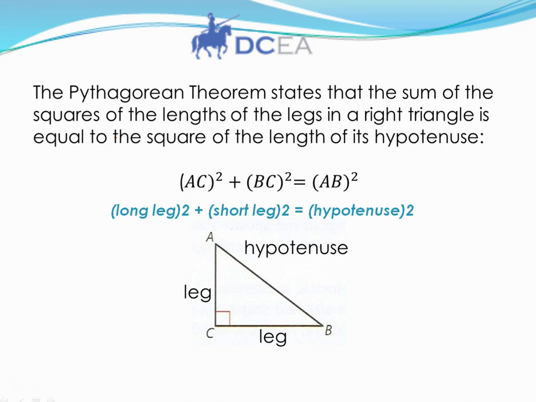The Pythagorean theorem states that the sum of the squares of the lengths of the legs in a right triangle is equal to the square of the length of its hypotenuse. You know this theorem as being a squared plus b squared equals c squared. In geometry, we actually use this theorem by naming the segments used for the sides of the triangles. So AC squared plus BC squared will equal AB squared. So the long leg squared plus the short leg squared equals the hypotenuse squared.